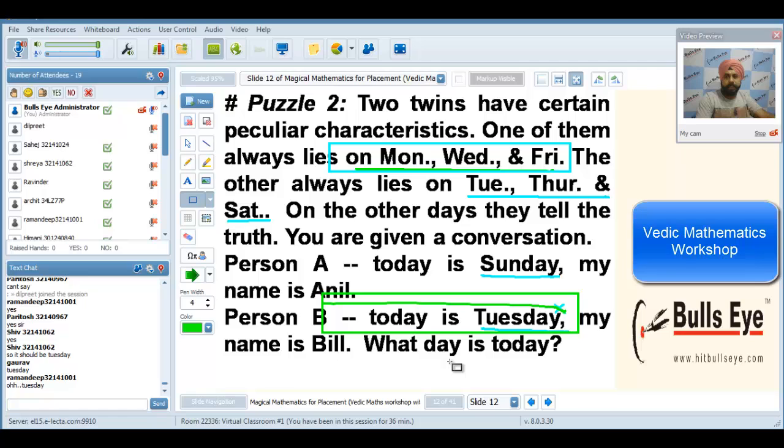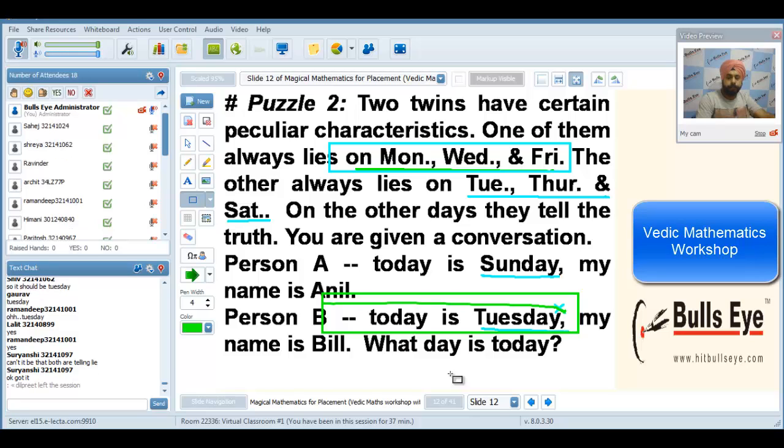I guess you all are clear about the concept. Firstly, you have to conclude that one of them lies on Monday, Wednesday, Friday and the other speaks the truth, and on Tuesday, Thursday and Saturday, this is exactly the opposite. And Sunday is the only day on which they both speak the truth. No, Suryanshi, that is not possible because there is no day on which they both are lying. So one of them lies and the other speaks the truth on each of the 6 weekdays, and on Sunday they both speak the truth. So if person A is lying, B has to be the one who is speaking the truth. So it's a Tuesday. Is it okay, students?